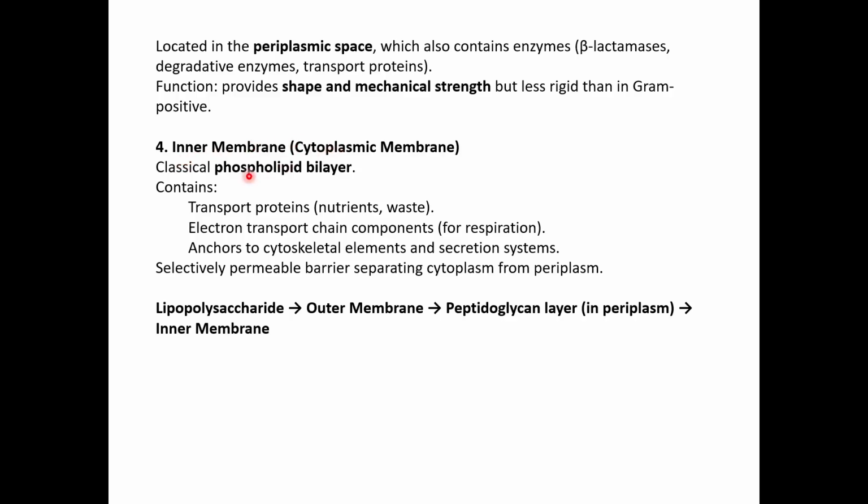Then the inner membrane, it's a classical phospholipid bilayer. It's a cytoplasmic membrane and it contains transport proteins, electron transport chain components for respiration, and anchors cytoskeletal elements and secretion systems. It is a selectively permeable barrier separating the cytoplasm from the periplasm. So the order in which all these layers are present is polysaccharide, outer membrane, peptidoglycan layer, and inner membrane.